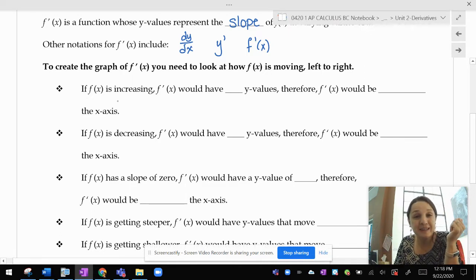So if f is increasing, if f is going up, I don't know which hand to do this in. Do I get mirrored when I make this? I'm not sure.